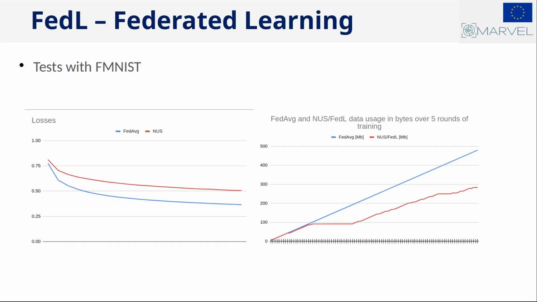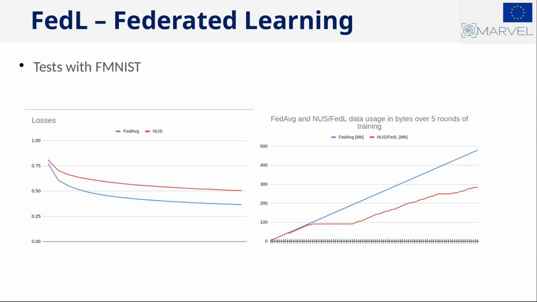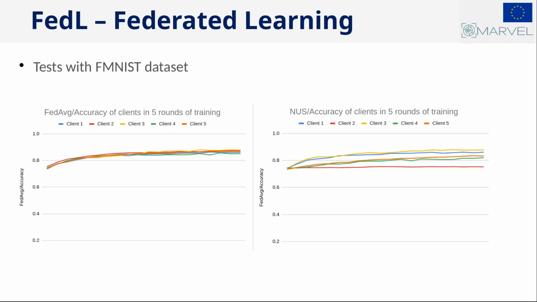The previous experiments, I didn't mention this, were for the PyTorch model for the basic MNIST dataset. We also tested with some more complex datasets, for example with FMNIST, where we see very similar results, but the difference in data transfer size is even greater, because if you use a larger model, the parameters that are shared will also be larger, and then our strategy makes scenarios like these even more beneficial, because the parameters need to be shared less often, and therefore we have less data flow. Again, accuracy is very similar.